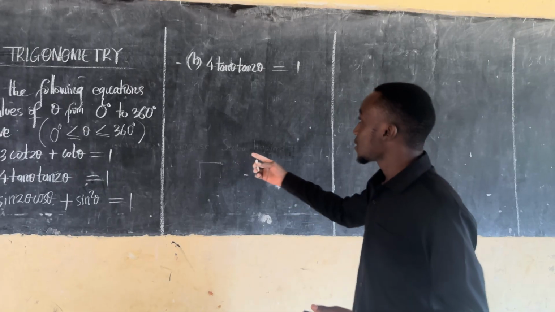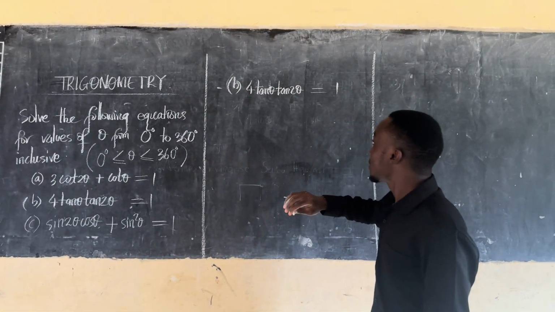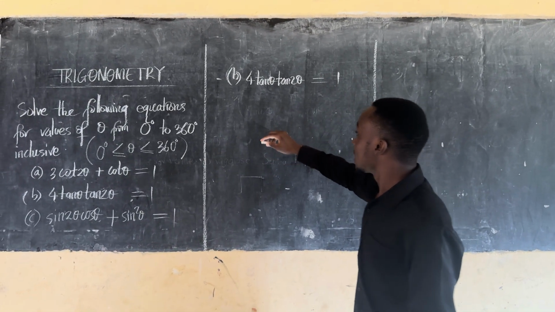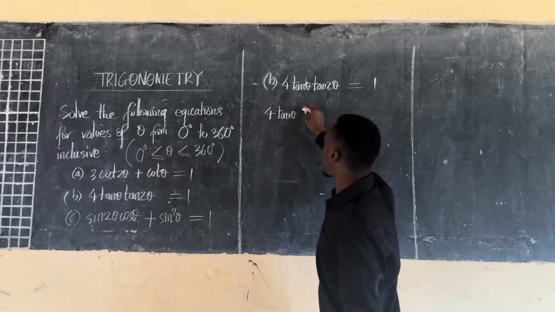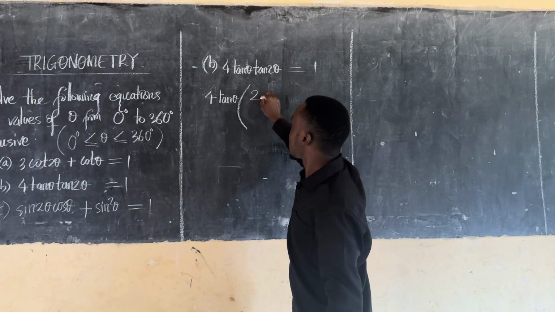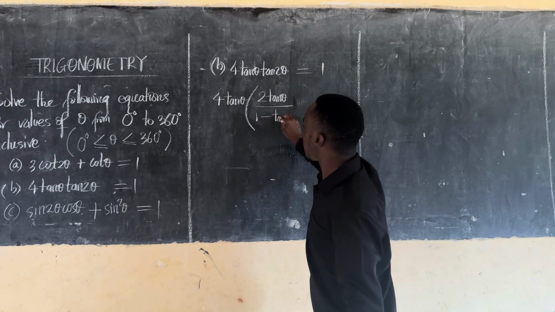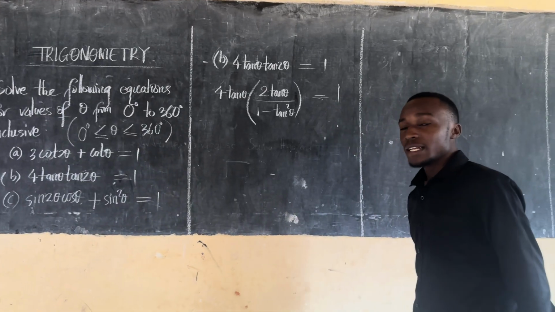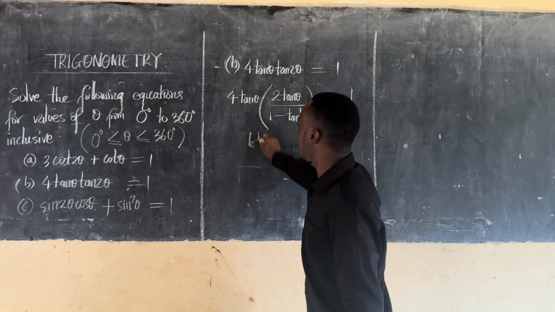Okay, so this is our part B under the same question. When you look at this, it is kind of familiar to the first part, and directly attacking it, we shall write this as 4 tan theta. Now we shall write the tan 2 theta as 2 tan theta, all over 1 minus tan squared theta, all equal to 1.